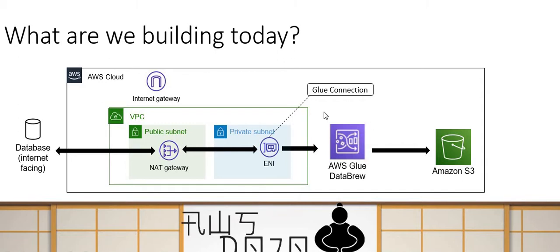And then what we are going to do in this case is launch a VPC which will have a private subnet and public subnet, and then we will use a NAT gateway to make this private subnet talk to the database. So basically your private subnet will use the NAT gateway to talk to the internet-facing database. Then in this private subnet we will launch an ENI using a Glue connection, and then we'll use that ENI in our Glue DataBrew to simply access the data. So this is the pattern we are going to implement today in the demo part.